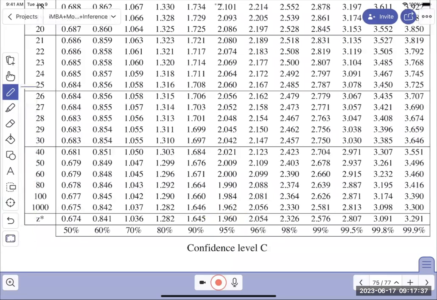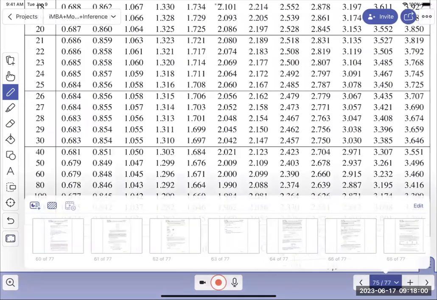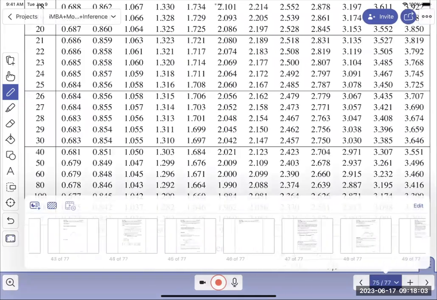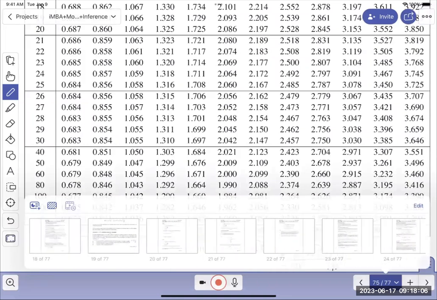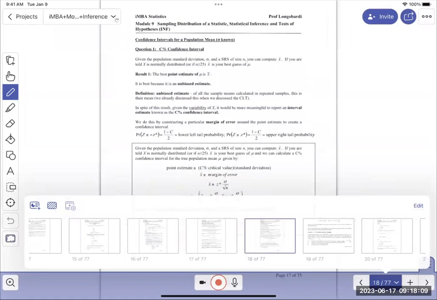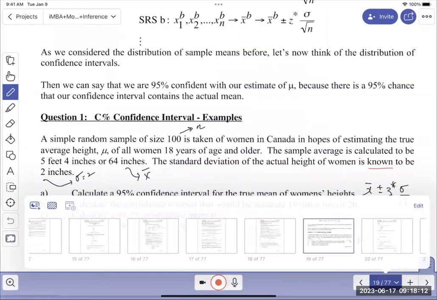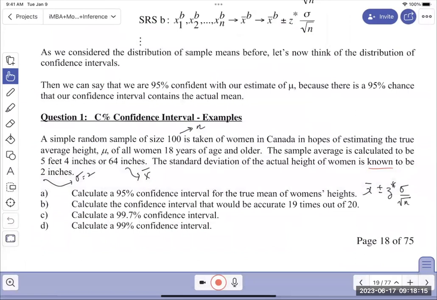And what is that again? Let's remember what that is. That is the number of standard deviations I need to be away to have 95% in the middle. And that's what that's confirming. Okay, so let's go back to page 18. Page 19, 18, okay. So that's 1.96.